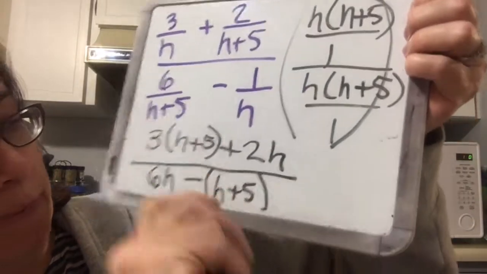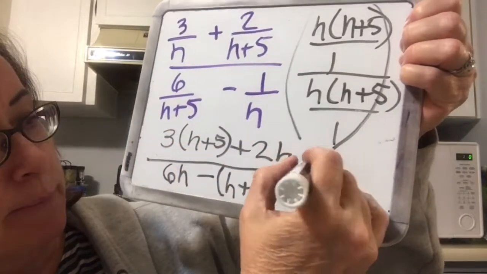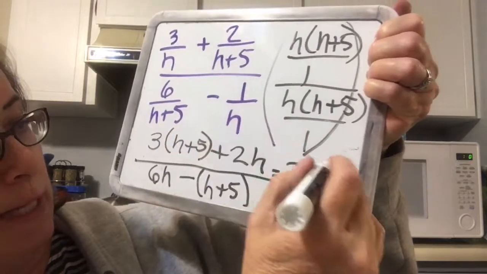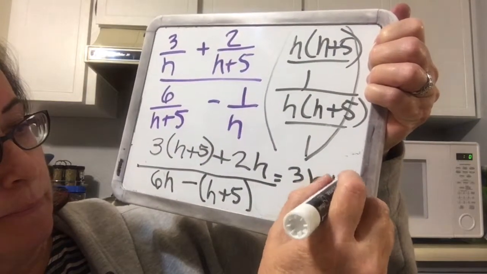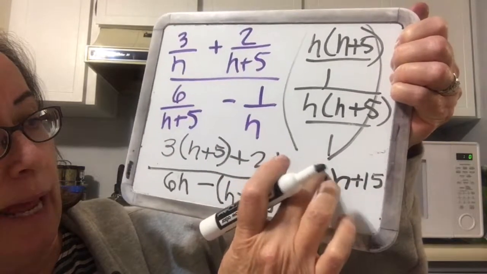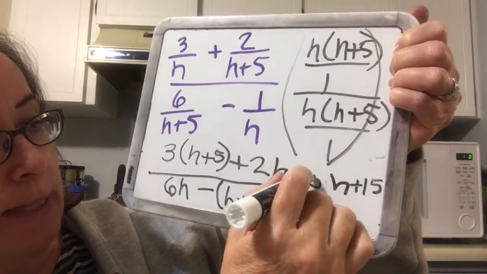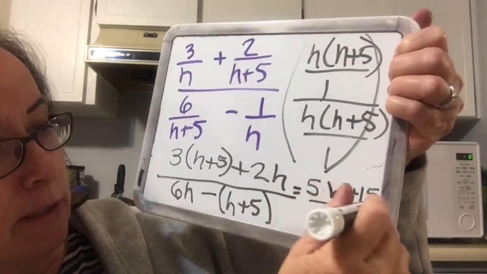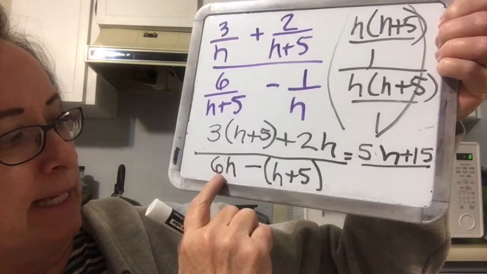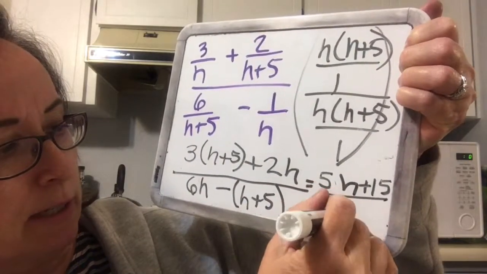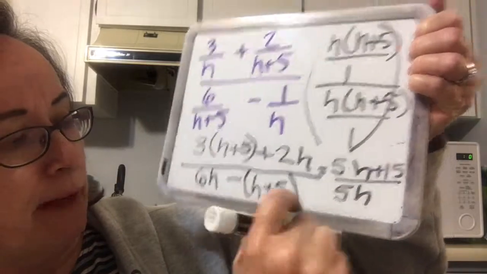Now I'm going to leave this in a parenthesis because that minus has not yet been distributed across there. So when I simplify, I've got 3h plus 15 plus 2h. Now I'm just going to go ahead and add the 2h because we're out of space. So the 2h and the 3h give me a 5h. On the bottom, I've got a 6h minus an h, which is going to give me a 5h minus a 5.